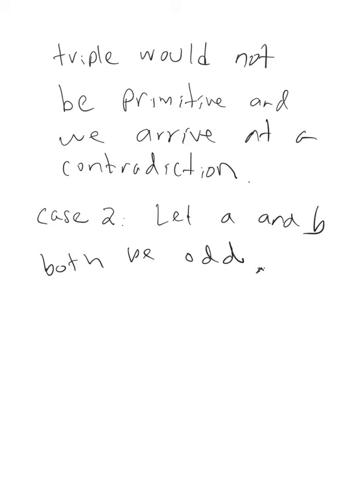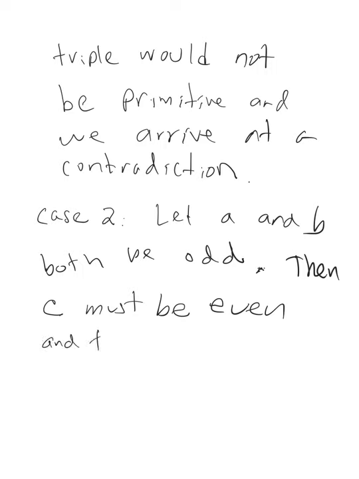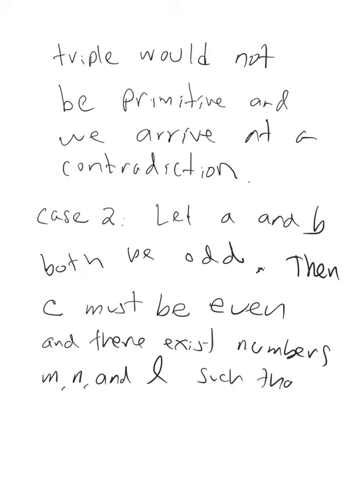So if A and B are both odd, A squared and B squared are both odd, and an odd number plus an odd number is an even number, so we have now that C must be even, and there exist numbers m, n, and L such that A is equal to 2m plus 1 because A is odd, B is equal to 2n plus 1 because B is odd, and C is equal to 2 times L.